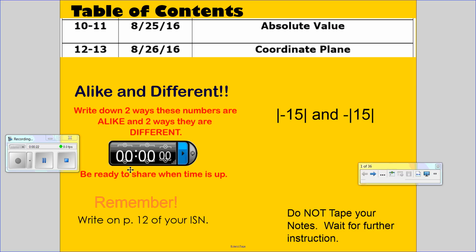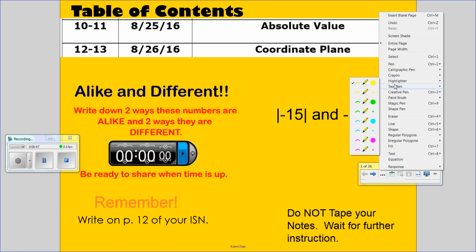So why are they different? Well, the negative sign is inside the absolute value bars in one and outside in the other. They're different because they have different values. What's the absolute value? How far is negative 15 from 0? The absolute value of negative 15 is 15.